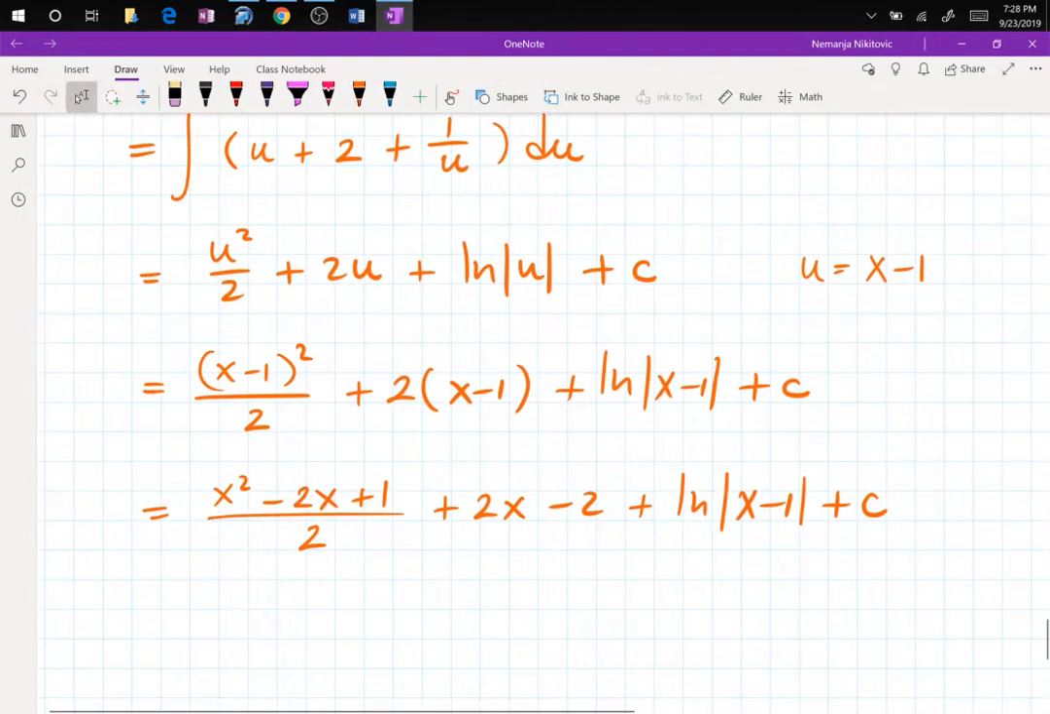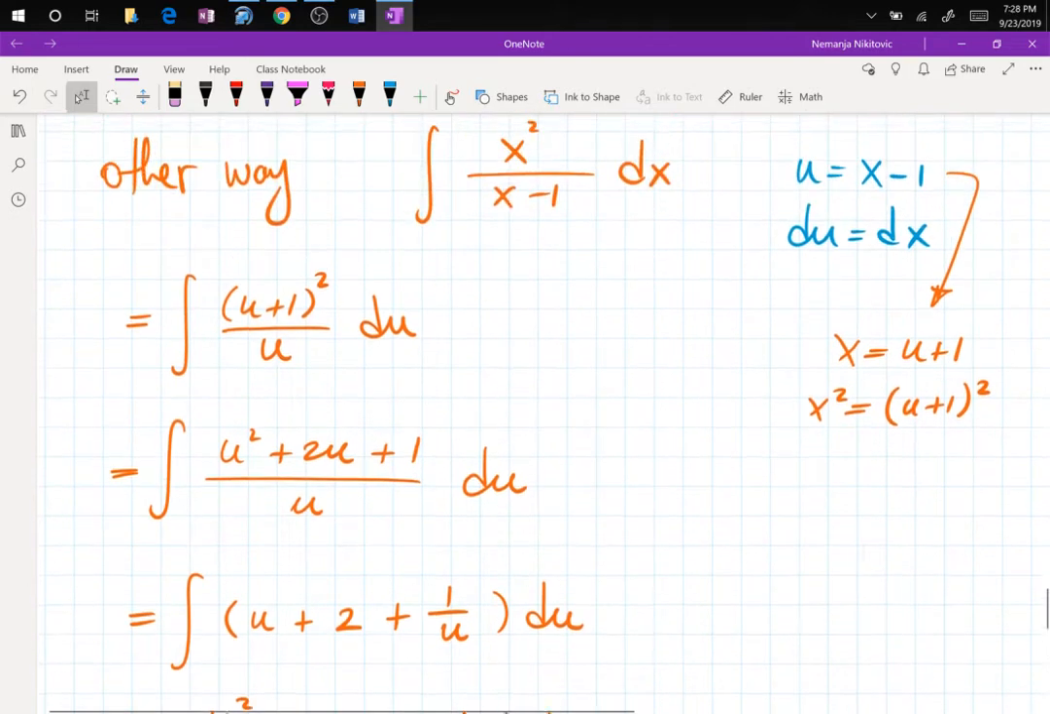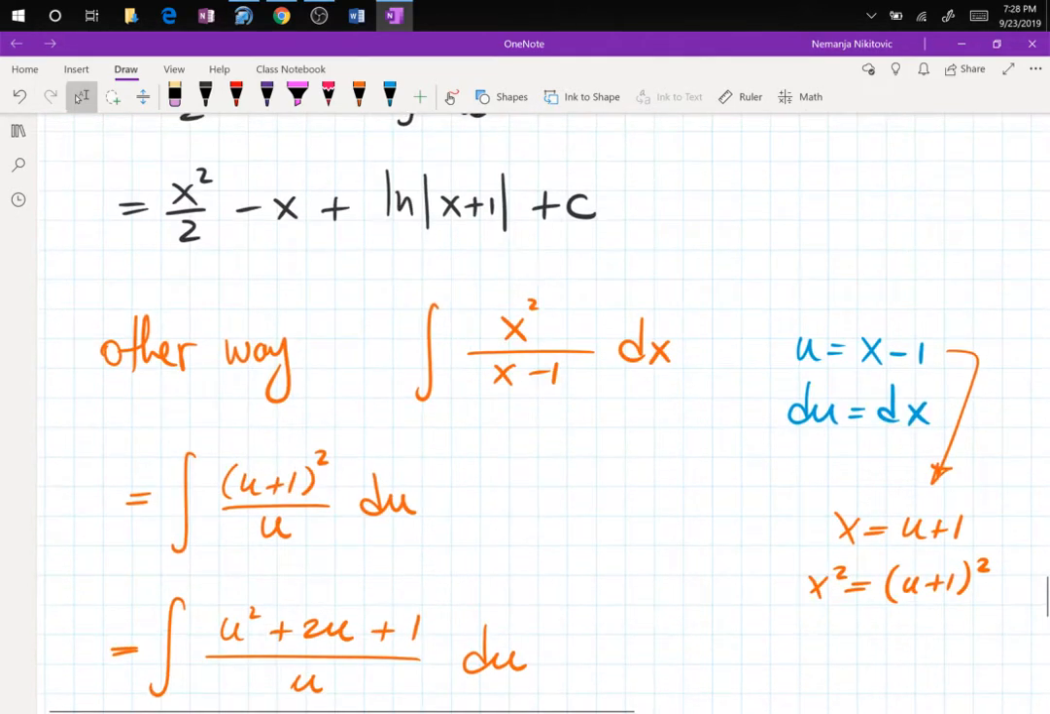It's x plus 1, not x minus 1. No, it's x minus 1. It was originally x plus 1. Oh, and that's another version of the top. My bad.